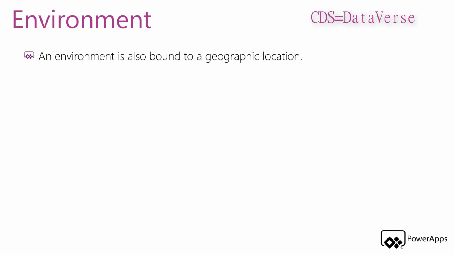An environment is also bound to a geographical location. The location can be United States, Asia, and so on. So each app created in this environment is routed only to data centers in that geographical location. And also the connections, gateways, flows using Microsoft Power Automate, and others are also bound to their environment's location.